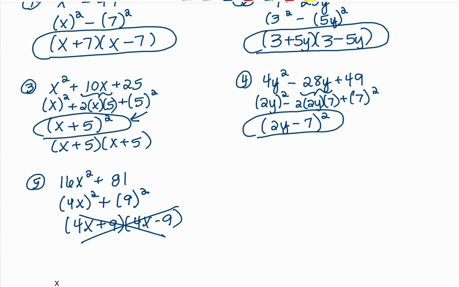In fact, this is what we would call a prime binomial, which means it doesn't factor down. So this 16x squared plus 81 is as good as it gets as far as that one. You cannot break that down into a factorization.